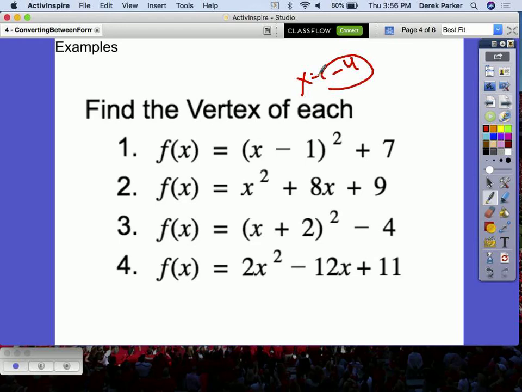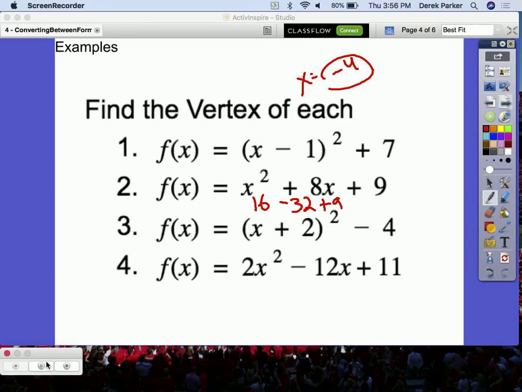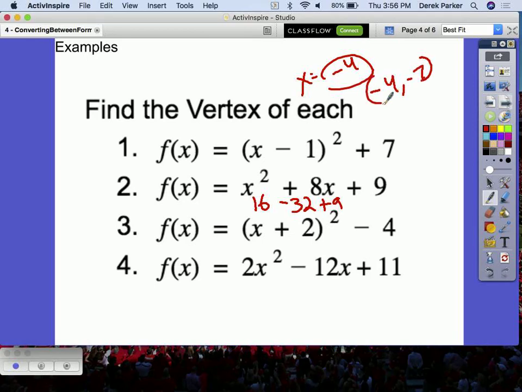Now, I want to plug that value into the quadratic equation. Negative 4 squared is 16. 8 times negative 4 is negative 32 plus 9. You combine those and you will get negative 7. So in this case, negative 4, negative 7 is my vertex. Again, plug it into the TI-83 and check your work.